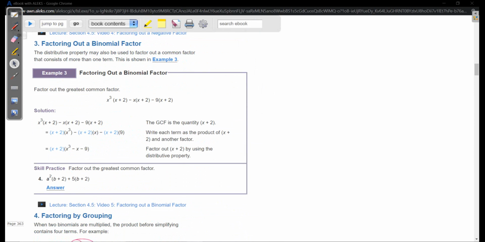Next, we're going to talk about factoring out binomial factors. The distributive property may also be used to factor out a common factor that consists of more than one term. So let's check this out.